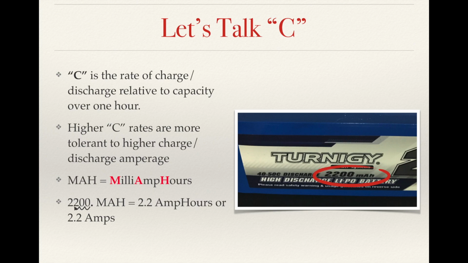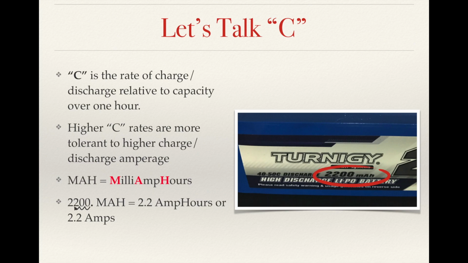So C is the rate of charge or discharge relative to the capacity of the battery over an hour. That's the basic textbook definition, so go look it up. But let's get into what it all means. In this battery pack, I've got to make a point first: higher C rates mean the pack is more tolerant to higher charge and/or discharge rates.